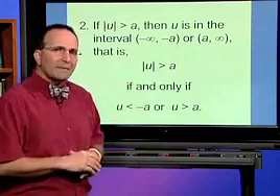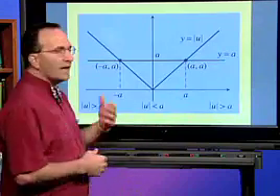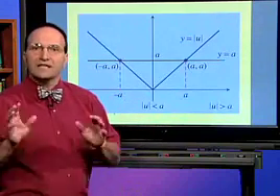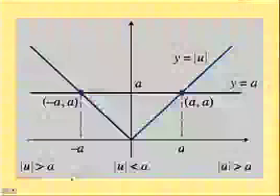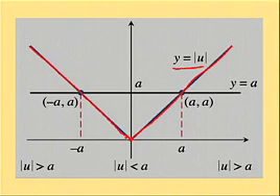Now, let's examine what I just told you looking at a graph. Here we have the graph y equals the absolute value of U. It's the V-shaped graph, which is centered right here at the origin. And it's the blue line going up and going up. And that's y equals the absolute value of U.